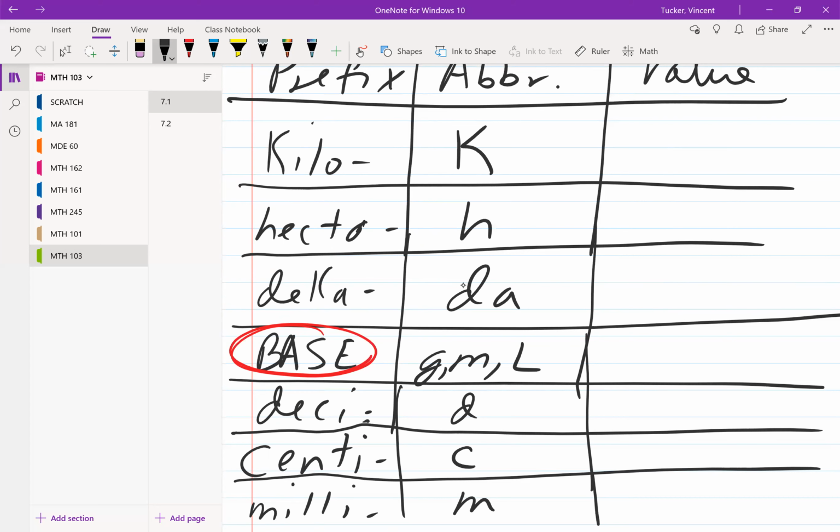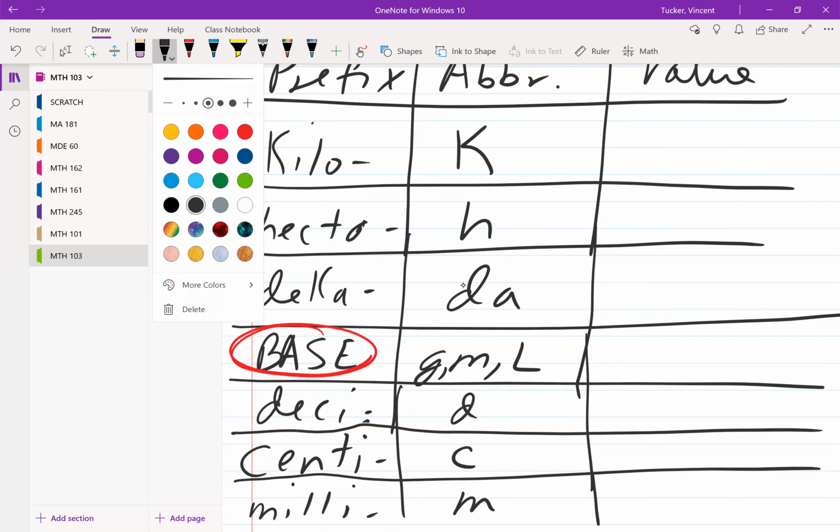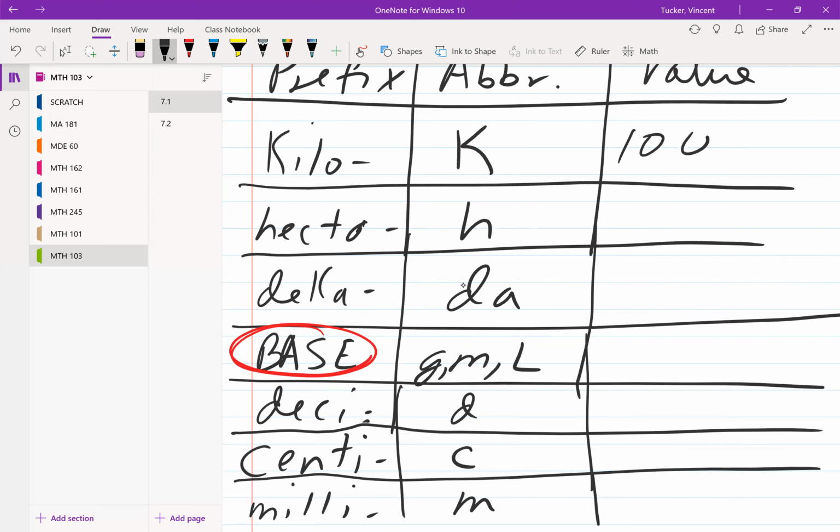G, M, L are our bases. Like I said, I'll talk about that in a second once we move off of this chart. And then our value: kilo represents 1,000, hecto 100, deca 10, base 1, deci 1/10, centi 1/100, and milli 1/1000. All right. So these measurements move in multiples of 10.